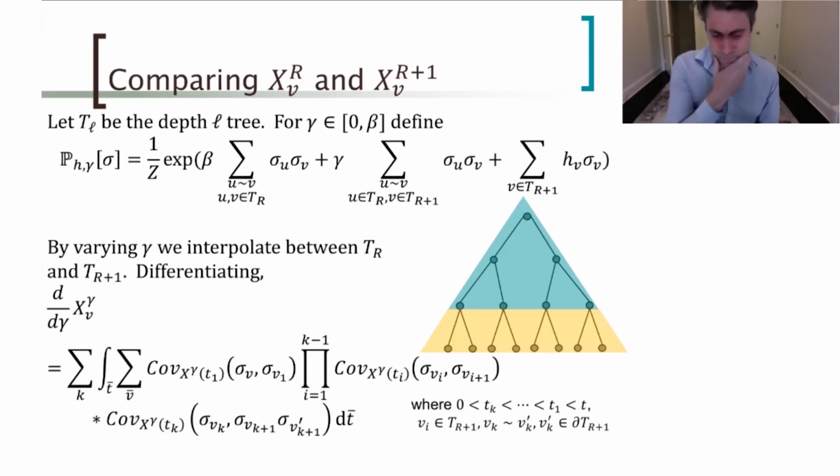And then we differentiate, and so we differentiate the solution of the SDE, and we get this rather involved integral of sums of products of covariances. And these covariances are covariances with a random external field. What we need to do is show that this derivative is small when R is big, that the effect of changing the interaction on these faraway edges isn't really affecting what's happening at the root.